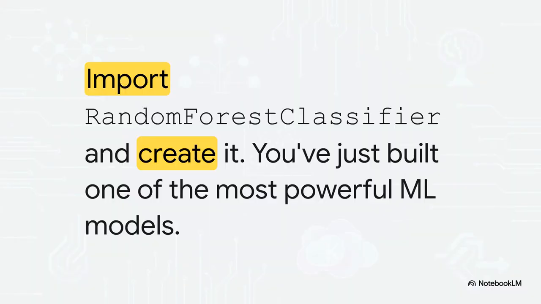And to assemble this incredibly powerful council of elders, the code is, well, it's almost laughably simple. Following our pattern, we just import random forest classifier and then we create it. Just let that sink in for a second. With 2 lines of code, you have just brought into existence one of the most powerful and widely used machine learning models on the planet. That is amazing.